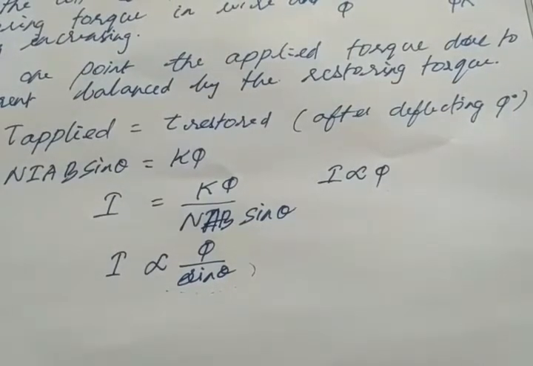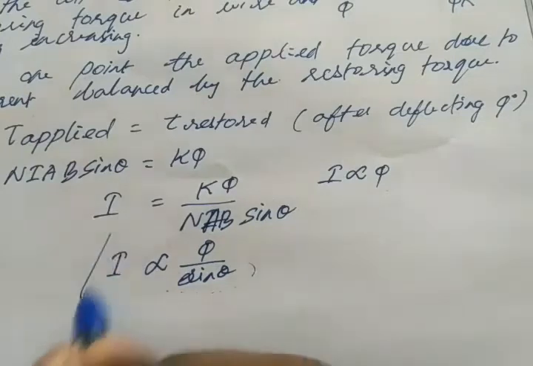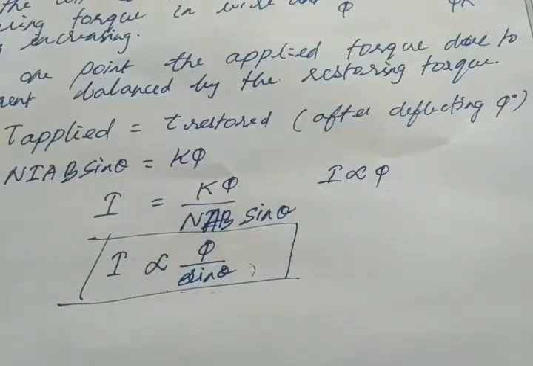So to remove sin theta, simply we have to consider the value of theta equal to 90 degrees. What's the value of sin 90? Sin 90 will be 1, right? So in order to make sin theta 1, we give theta as 90 degrees, then we can remove sin theta. So to remove the sin theta, we use a radial magnetic field.